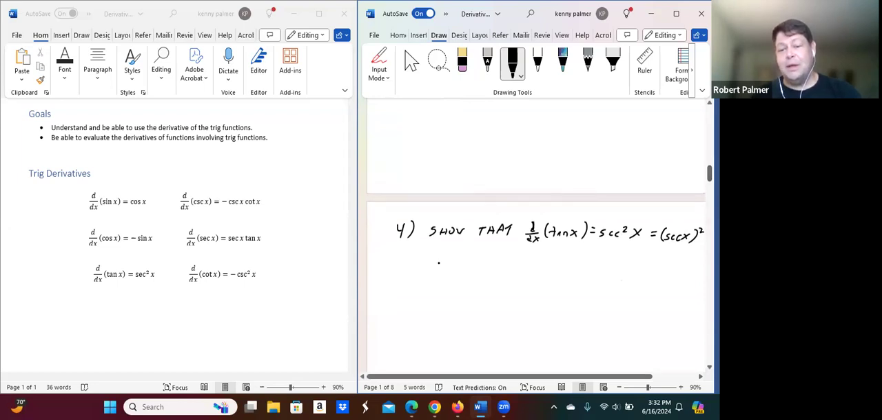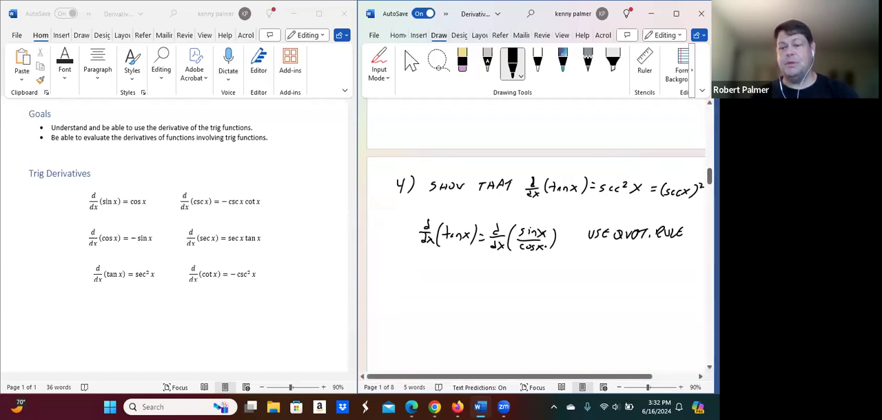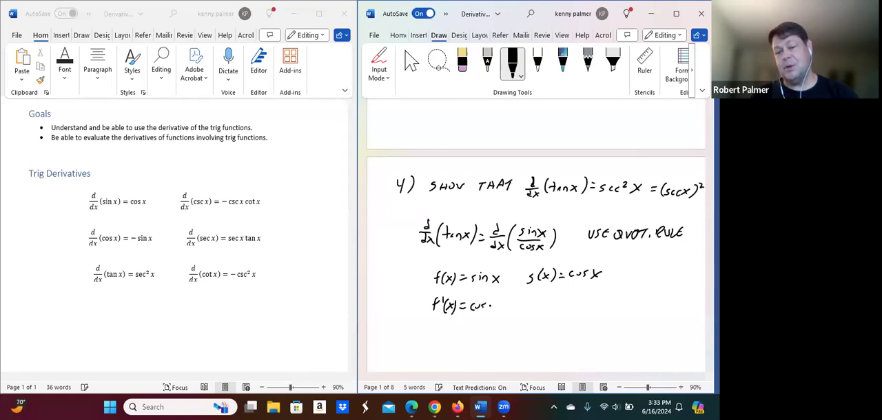Okay. Well, one way to do this, let's do it this way. So we're going to have the derivative of tangent x. Remember that tangent x is the same as sine of x over cosine of x. Okay. So what we're going to do then is use the quotient rule. Okay. So remember what the quotient rule was. To make this simple, we're going to call this top one f of x. We're going to say f of x is equal to the sine of x, and g of x is equal to the cosine of x. Then the derivative of each one of those, so f prime of x, we just said is cosine of x. And then g prime of x is equal to negative sine of x.